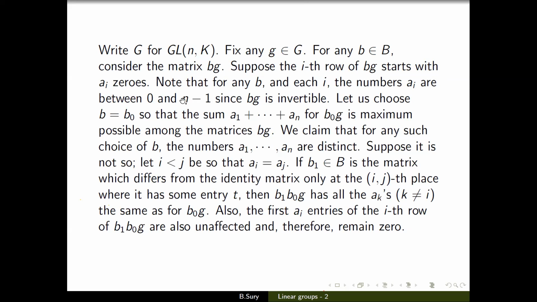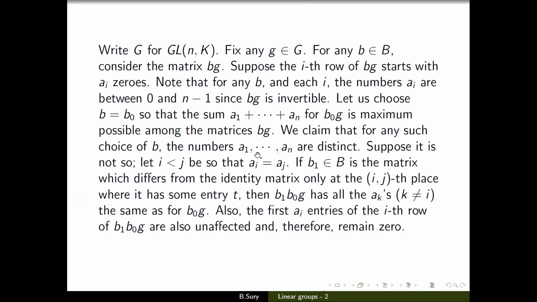Since we have a finite choice, let's choose any B in the group, call it B naught, so that this sum a_1 plus a_2 plus up to a_n, the number of zeros that the rows start with, is the maximum possible among the matrices B. What we want to say is that in that case, all the a_i are distinct.